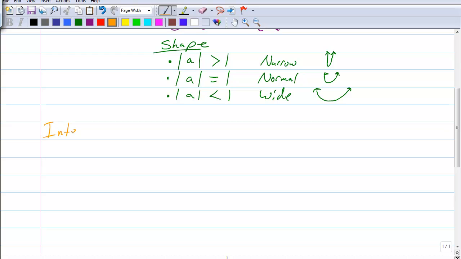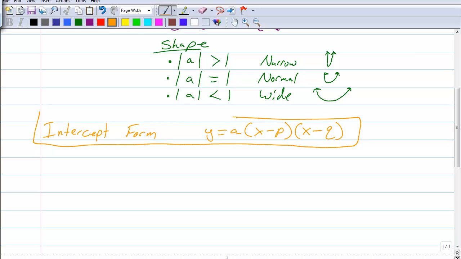The next form we're going to talk about is called intercept form. Intercept form, and no, this is not slope intercept form. With quadratics, we're just going to call it intercept form. Intercept form is this: y equals a times the quantity x minus p times x minus q. Now, intercept form is going to tell us a couple of things. One, it's going to tell us about a. See, a still exists. So that's still going to tell us the orientation and shape.